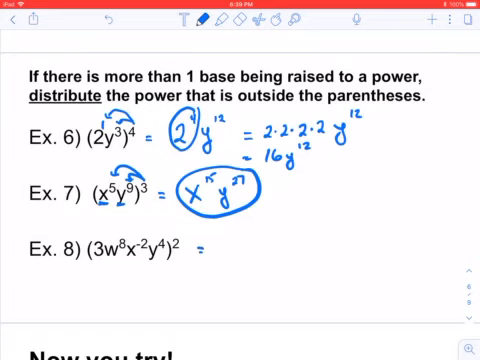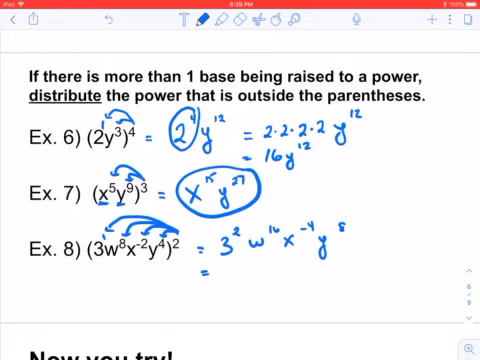Next one, we have how many bases here? 1, 2, 3, 4. The 3, the w, the x, and the y. 3 does not have a power on it, so let's give it a power. If it doesn't have a power, we can give it the power of 1. So let's go ahead and multiply that outside power times each of the inside powers. So you're going to get 3 to the 1 times 2 makes 2. And then w to the 8 times 2 makes 16. And then x to the negative 2 times 2 makes negative 4. And y to the 4 times 2 makes 8.